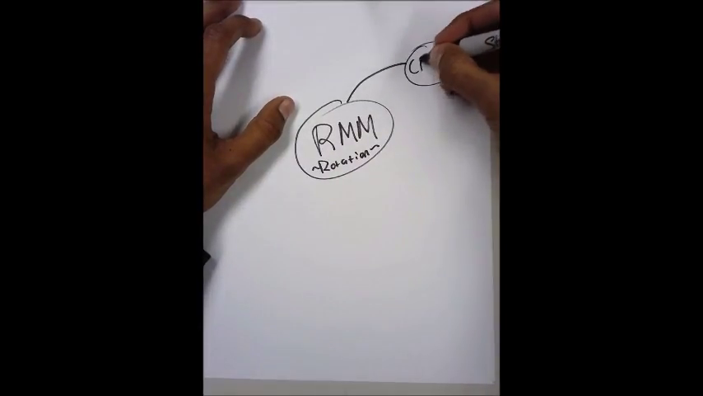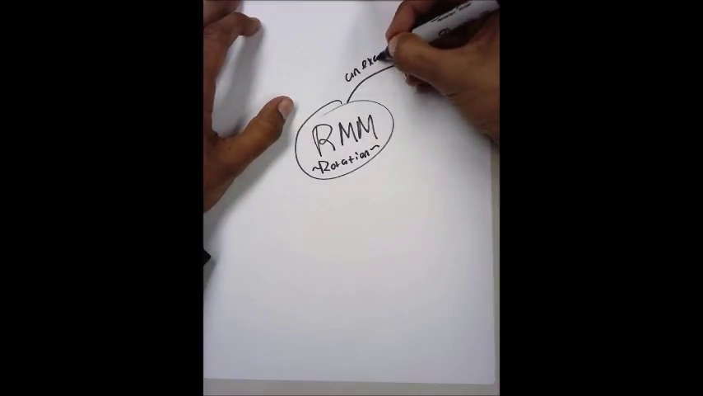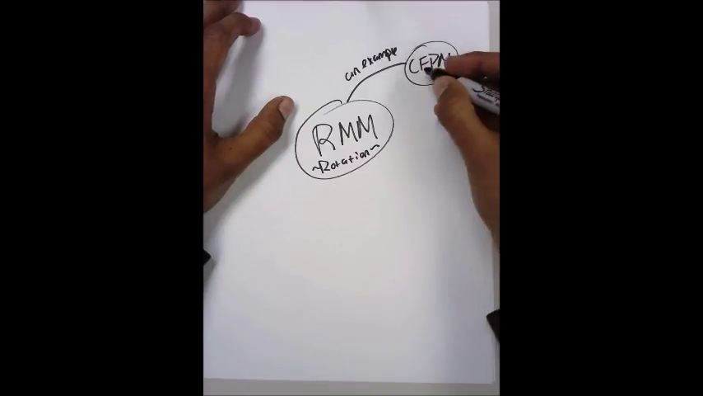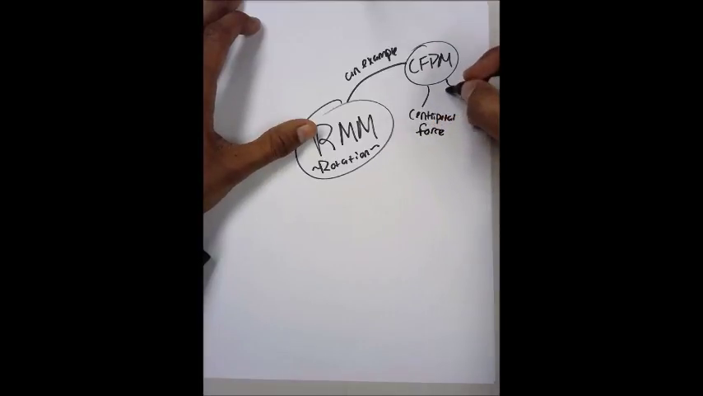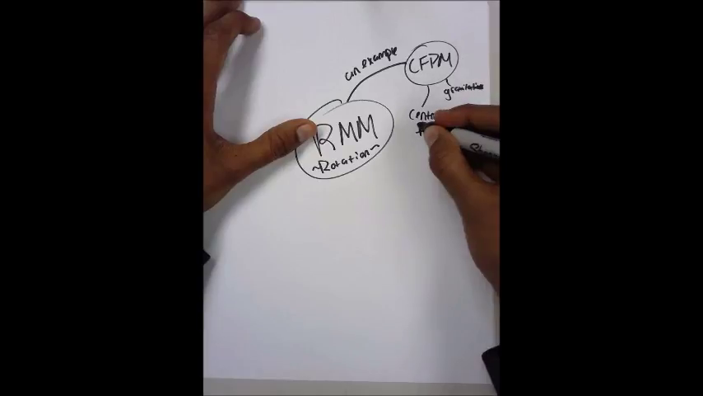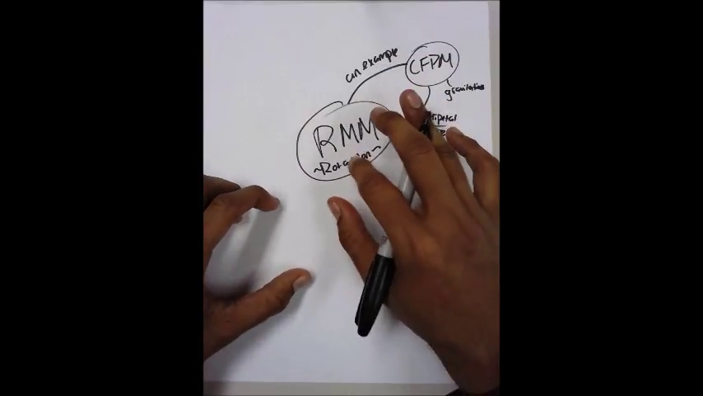We already saw this in CFPM. An example of rotation. CFPM was circular force particle model. We talked about centrifugal or centripetal force and gravitation. Talked about how the centripetal force always points towards the center seeking. That is one example of rotation.